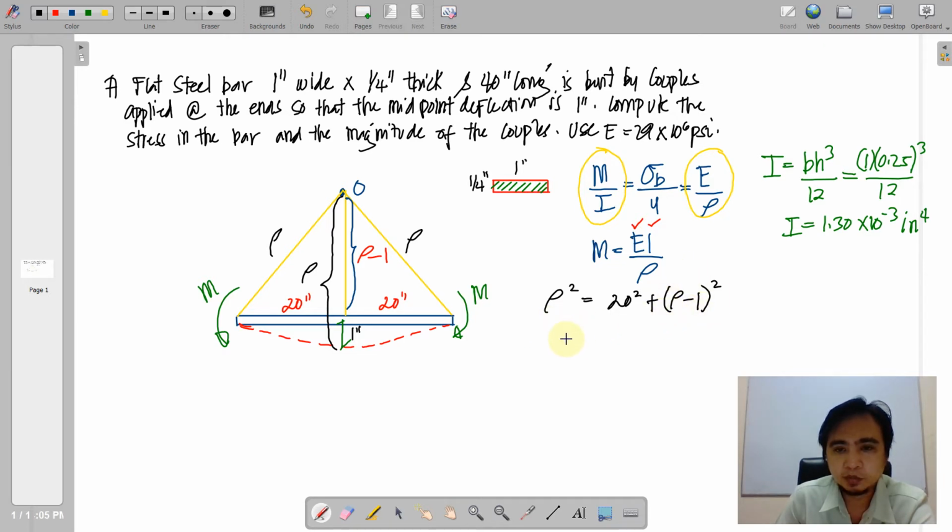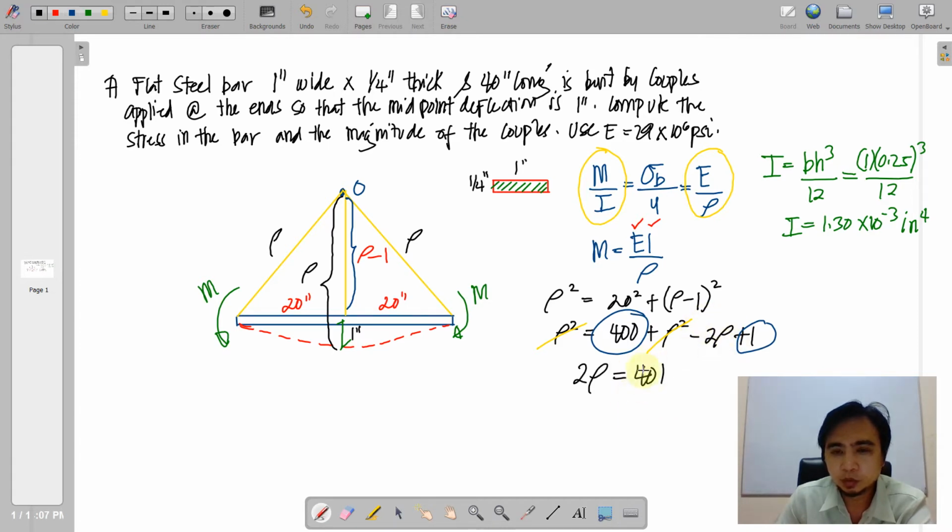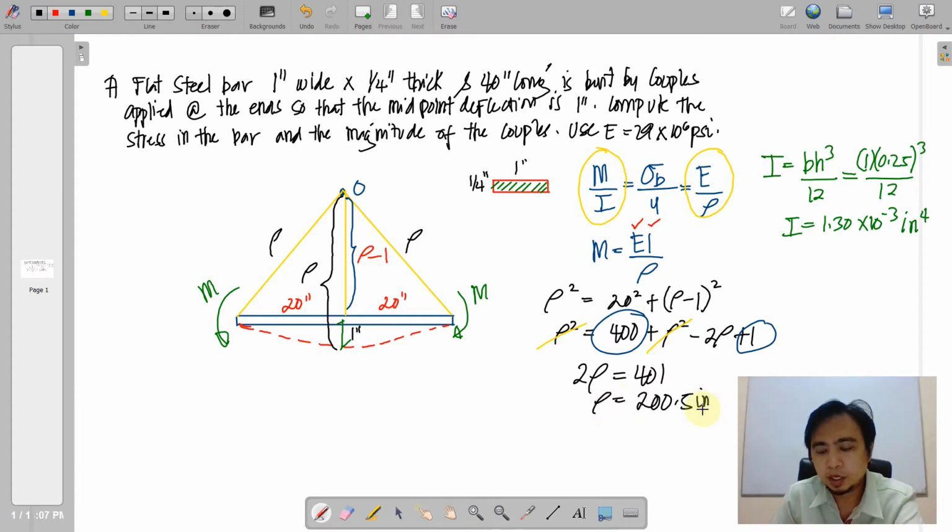Simplify. We have 20 squared, which is equal to 400. Then expand that expression so that the rho squared terms are cancelled. We can combine the terms and transpose this to the other side of the equation. So we have here 2 rho is equal to 401. We can now solve for rho, and that would be equal to 200.5 inches.